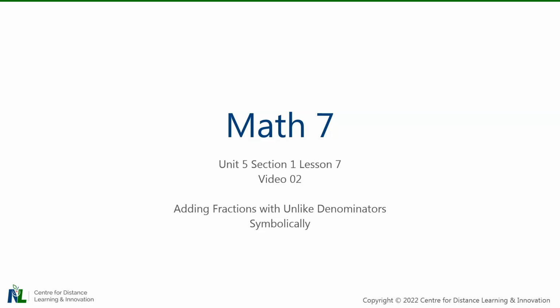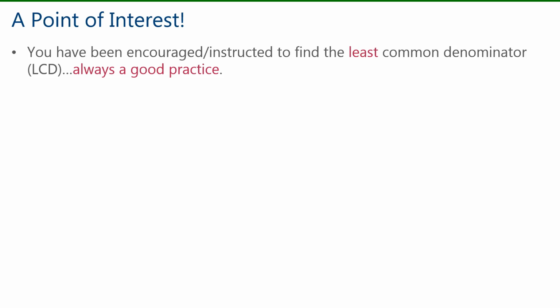Welcome to the second video of Lesson 7, and this will be the final video in Section 1 of Unit 5. We will continue our look at adding fractions with unlike denominators symbolically. A point of interest. Thus far in adding fractions, you've been encouraged, in fact you've been instructed, to find the least common denominator, the LCD. And without a doubt, this is always a good practice.